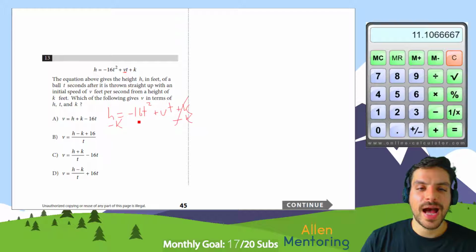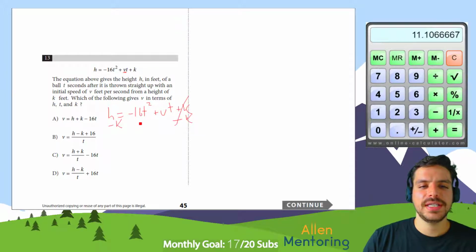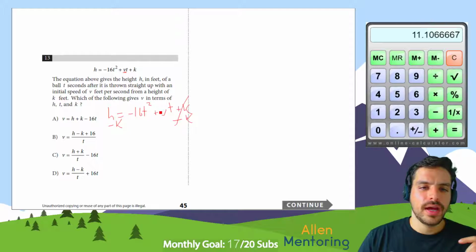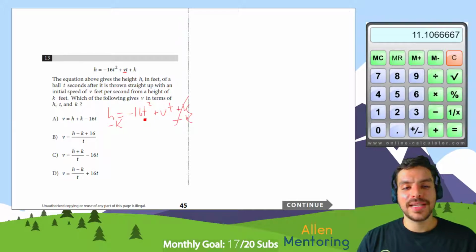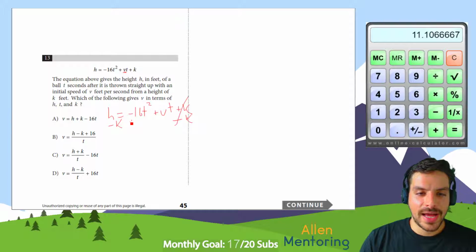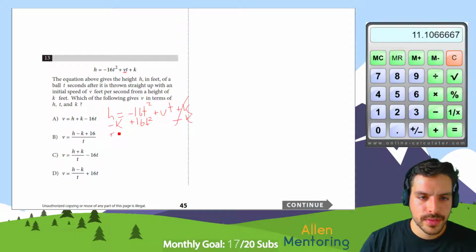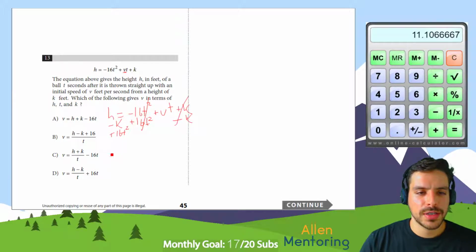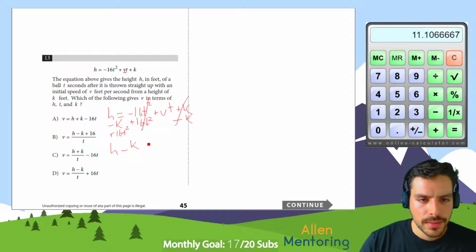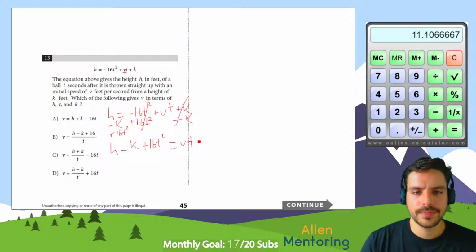Okay? Next, we're going to do the opposite of negative 16t squared. Right? So if you think about it, vt is subtracting by 16t squared. So the opposite of that would be plus 16t squared. Okay? All right, so I'm going to add that also to the left side here. Okay, cross this out. So if I was to rewrite this without getting too far, it's h minus k plus 16t squared is equal to vt. All right, so the last step is to isolate v.